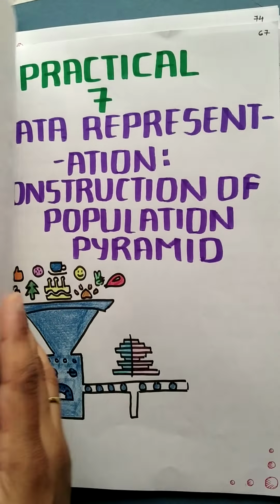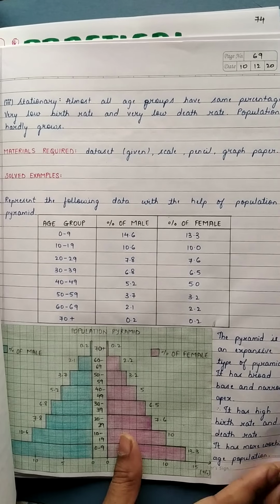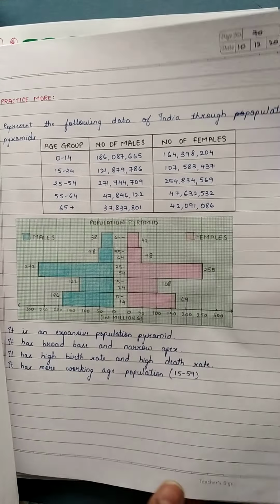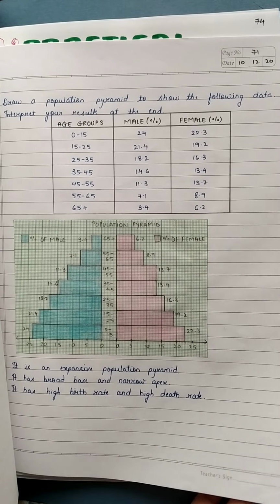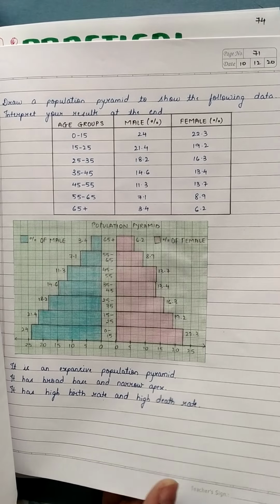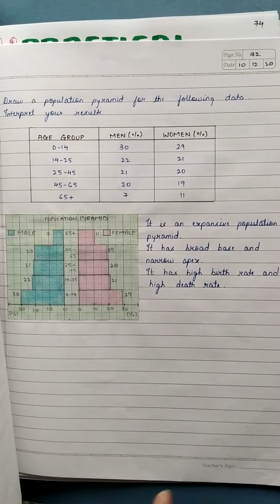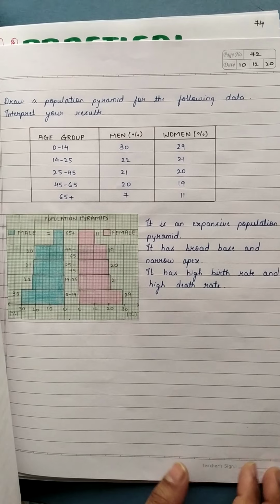So I'll show it again. So this is practical 7. This is how you are going to write it. Each and every question should be solved and you need to give a conclusion on it, which type of population pyramid it is and why you are concluding it like that. The things which you can see, those points you need to mention, like it is mentioned here, that it is an expansive population pyramid, it has a broad base, narrow apex and it has high birth rate and high death rate.